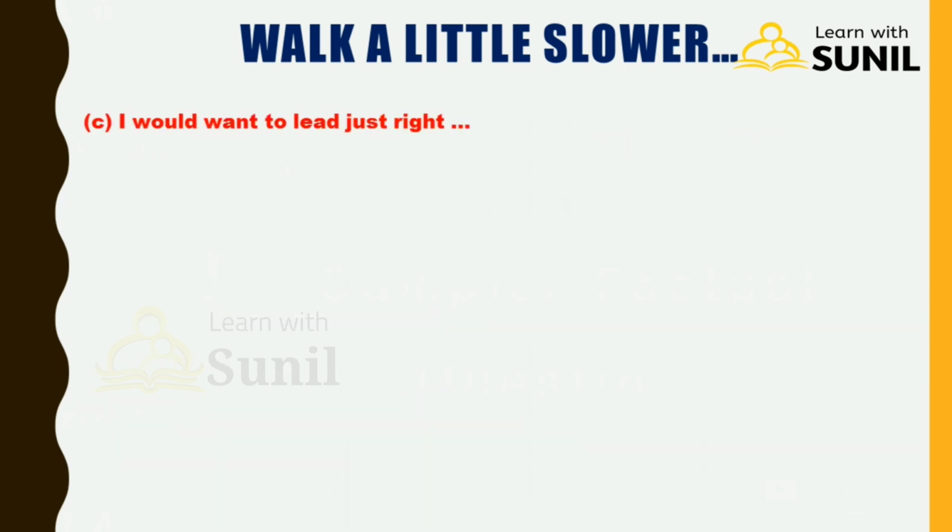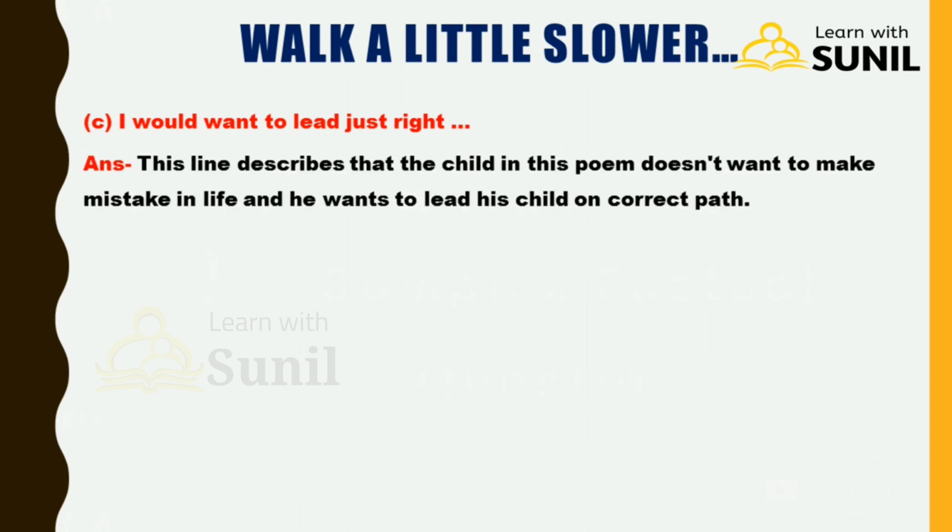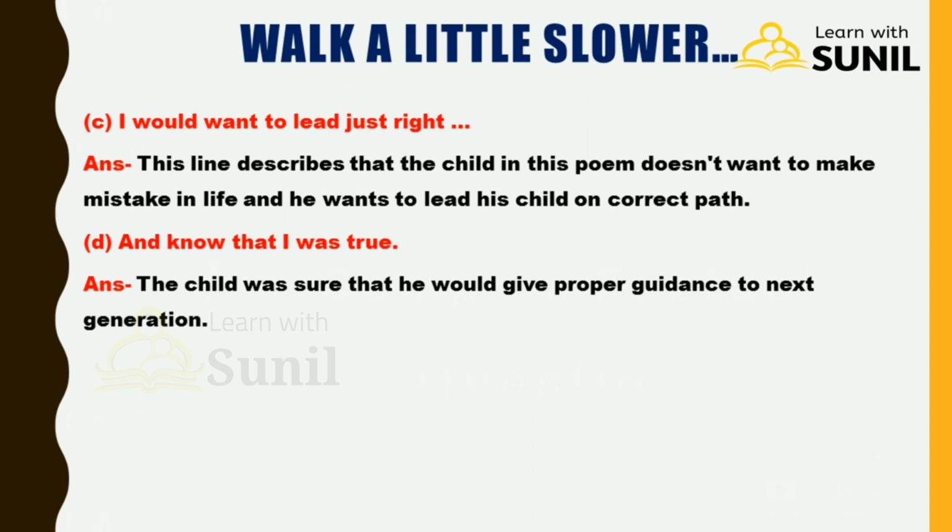C. I would want to lead just right. Answer. This line describes that the child in this poem doesn't want to make mistakes in life and he wants to lead his child on the correct path. D. And know that I was true. Answer. The child was sure that he would give proper guidance to the next generation.